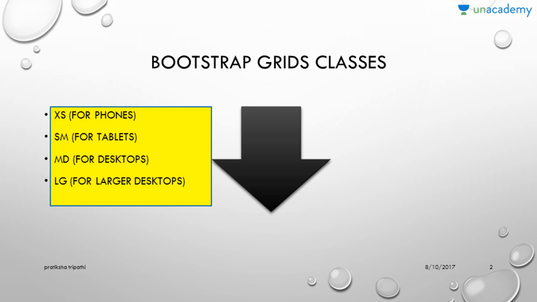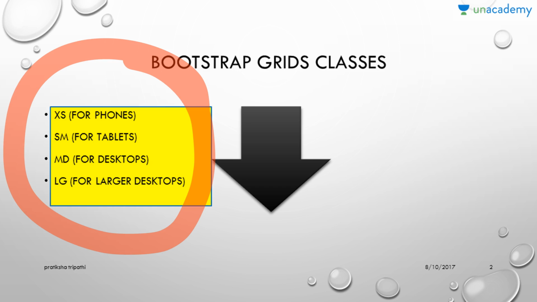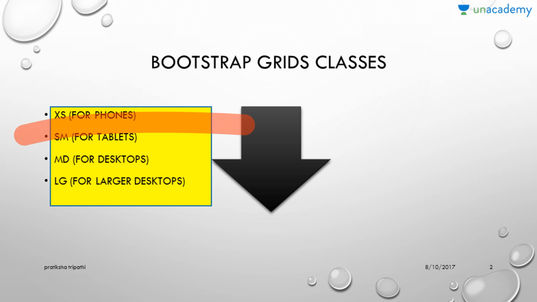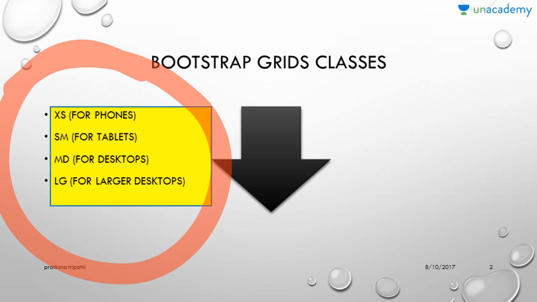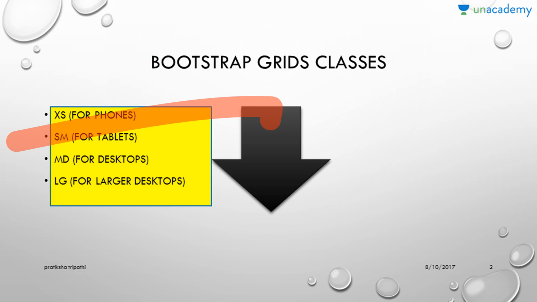Now in Bootstrap grid, these are the different classes it has. XS is for extra small. Whenever a mobile is used, the extra small grid is used. For tablet it is small, for desktop it is medium, and for larger desktop it is large. LG means large. Using these four classes, a particular grid is decided as per the requirement of the device. If the device is very small like a mobile phone, extra small. If it is a little bigger, small, medium and large.